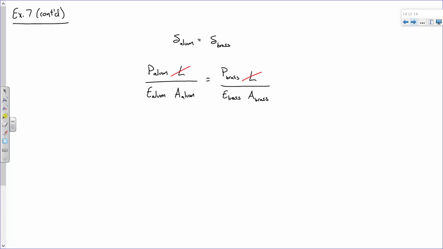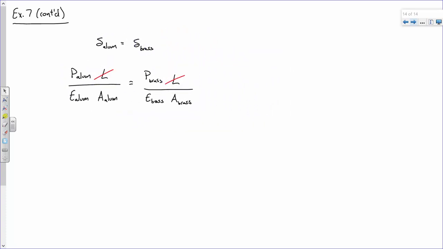So far, so good? Now watch this. Over here on the side, what did we get for that other equation? We got P aluminum plus P brass equals 9,000 pounds, right? So watch what I'm going to do. Would you agree, over here on the right, if I just subtract P aluminum, I'm going to get this? If I just subtract that P aluminum over here, that's what I'm going to get? Simple, right?